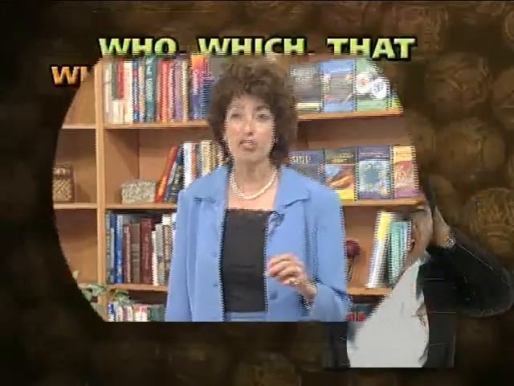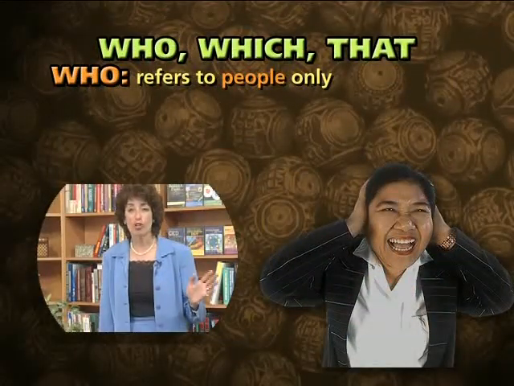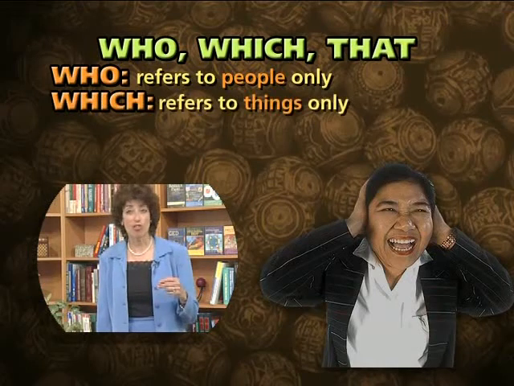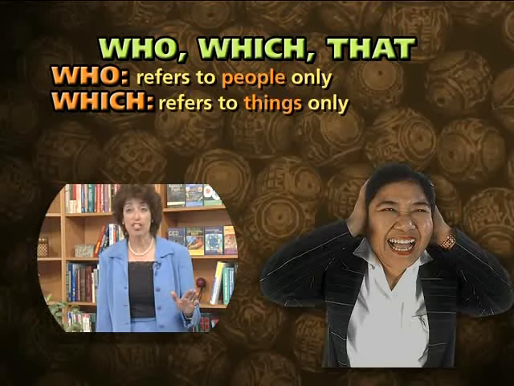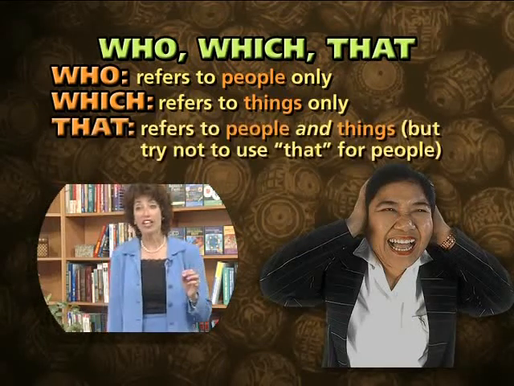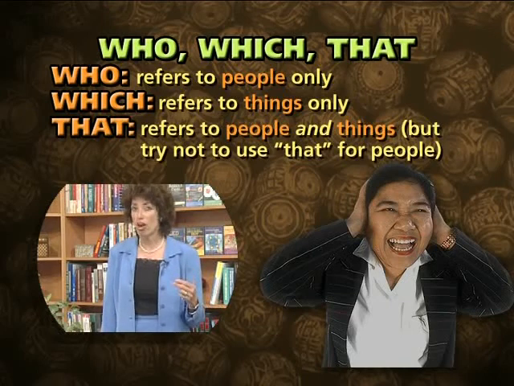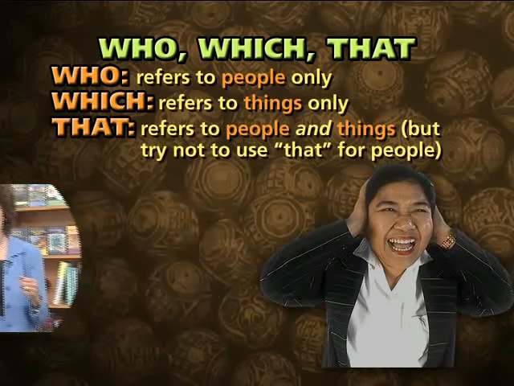Who, which, and that can also be a little bit confusing, but I'll make it easy for you. Who refers to people and people only. Which refers to things and things only. That refers to both people and things, but try not to use it for people.